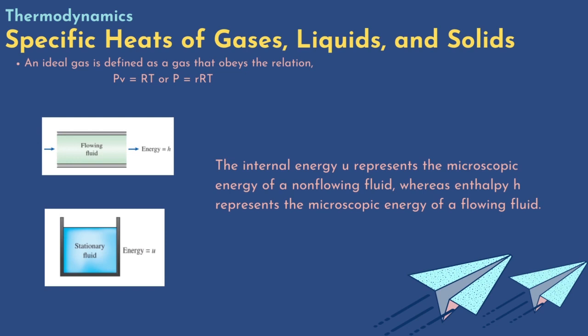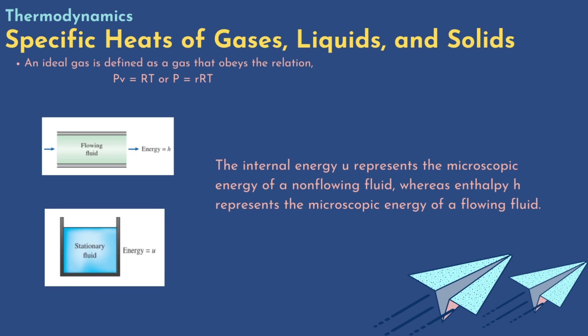An ideal gas is defined as a gas that obeys the relation PV equals RT, or P equals rho times RT, where P is the absolute pressure, V is the specific volume, T is the thermodynamic or absolute temperature, rho is the density, and R is the gas constant. It has been experimentally observed that the ideal gas relation closely approximates the PVT behavior of real gases at low densities. The density of a gas reduces at low pressures and high temperatures, and the gas acts like an ideal gas.